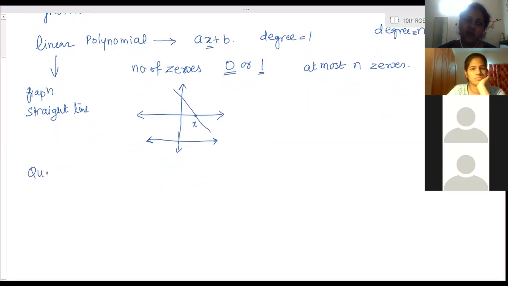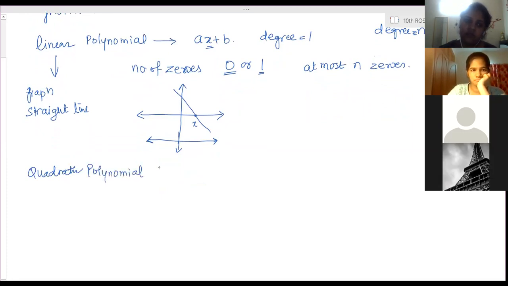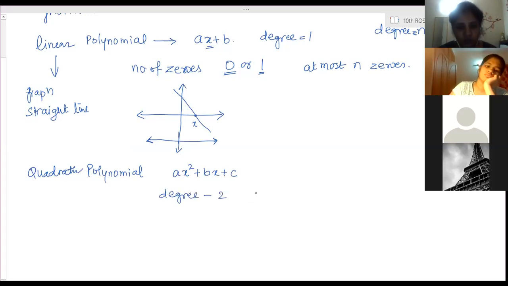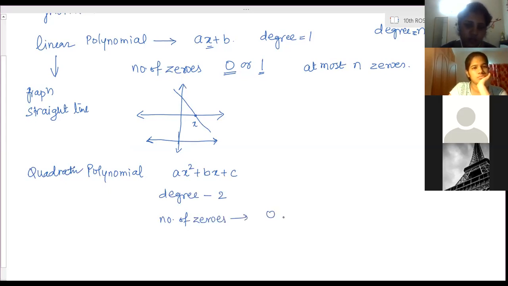Then quadratic polynomial is ax square plus bx plus c. This is the general form. Degree is 2. So how many zeros does it have? 0, 1 or 2. It may have 0 zeros, that means no zero, it may have 1 zero, or it may have 2 zeros.